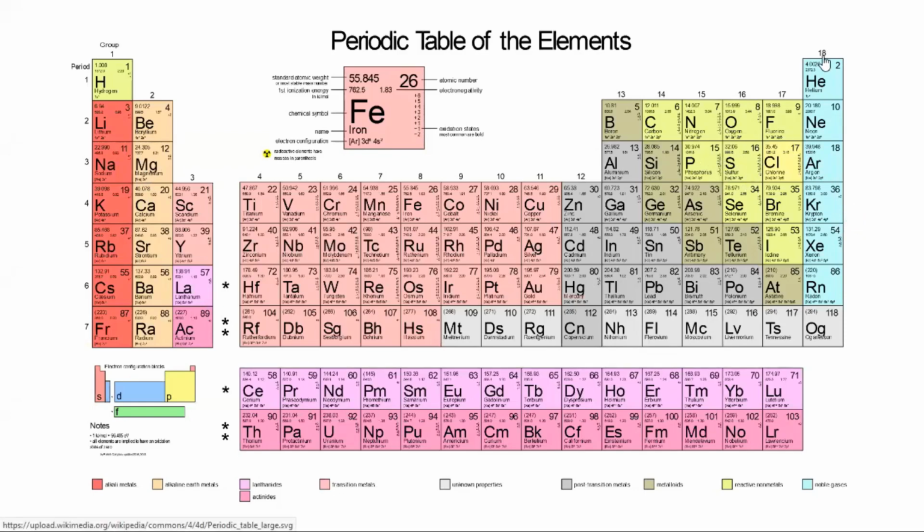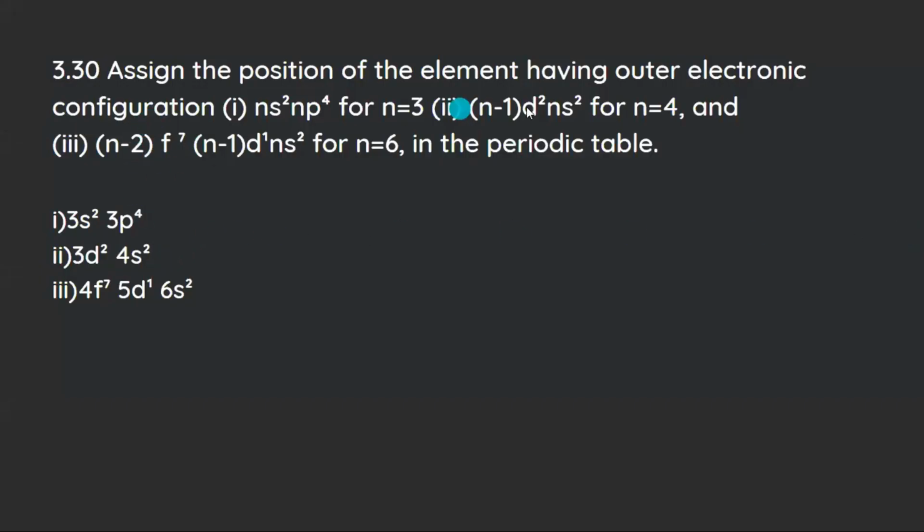So basically group 18 will have 6 electrons, this will have 5 electrons, this will have 4 electrons. So you just need to remember that because its outermost p orbital has only 4 electrons, it belongs to group 16. I'm just deducting 2 electrons from our general configuration. The next one, (n-1)d2 ns2 for n equals 4, which means it's 3d2 4s2. Basically, it'll be 4s2 3d2. So for the d block, you just need to add the number of electrons in this shell.